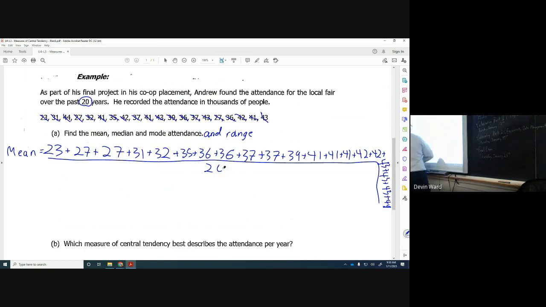740. Let me see. Anyone else get 740? Yeah. Perfect. And then what is it? 37. Perfect. So the mean or average is 37.